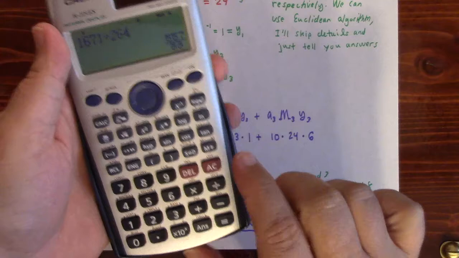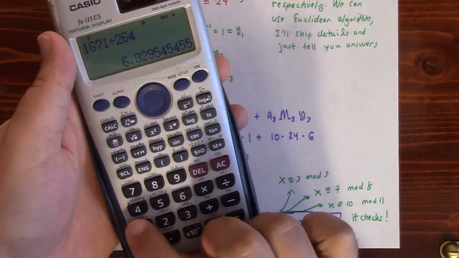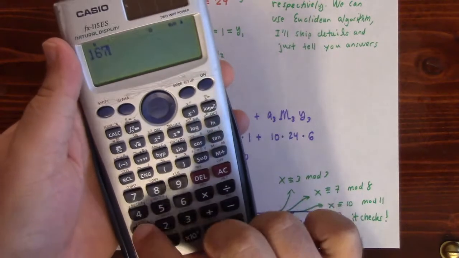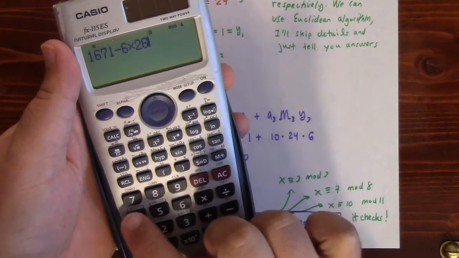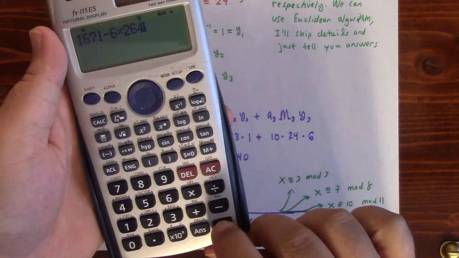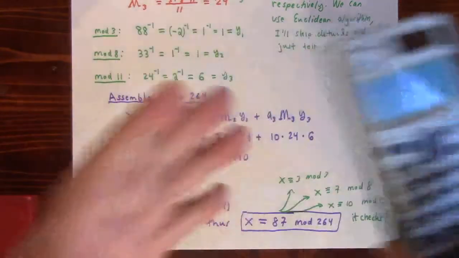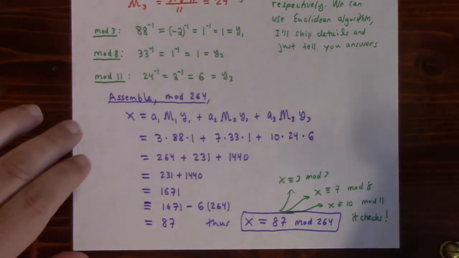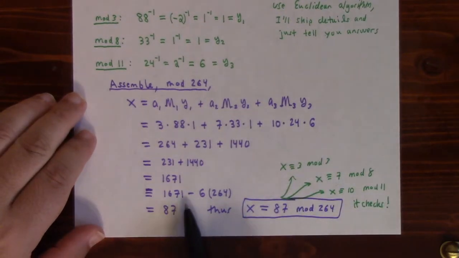What's that give you? That gives you 6.32, blah, blah, blah. So that told me to take 1671 and subtract 6 times 264. That will give me a number which is congruent to 1671 mod 264, right? And that's why I subtracted off 6 copies, because I knew that would get me to a small number which was congruent to the 1671.